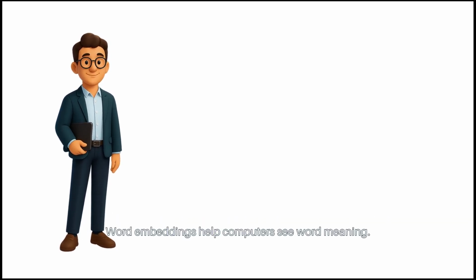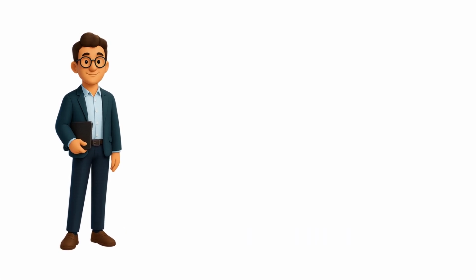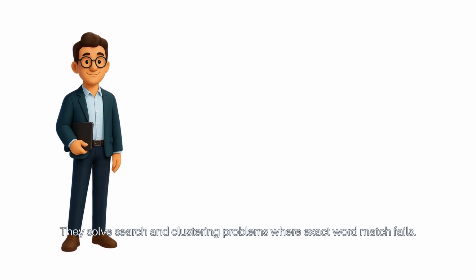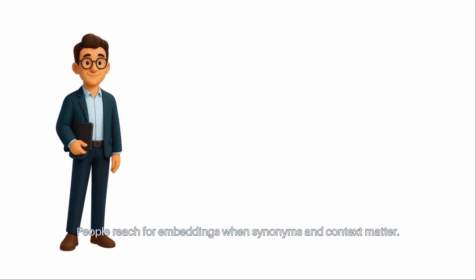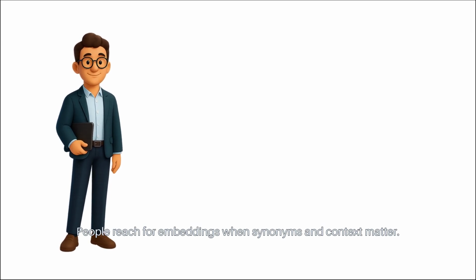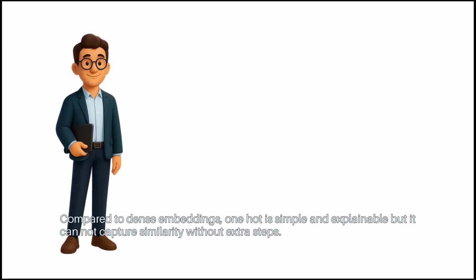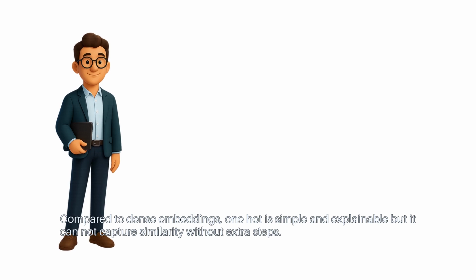Word embeddings help computers see word meaning. They solve search and clustering problems where exact word match fails. People reach for embeddings when synonyms and context matter. A downside is that naive one-hot vectors treat every word as unrelated. Compared to dense embeddings, one-hot is simple and explainable, but it cannot capture similarity without extra steps.